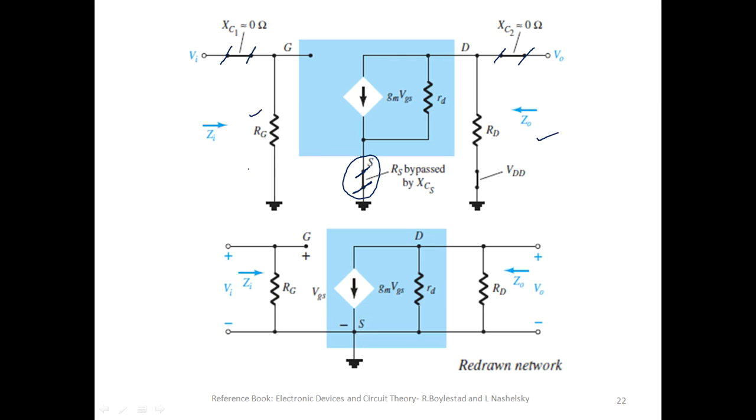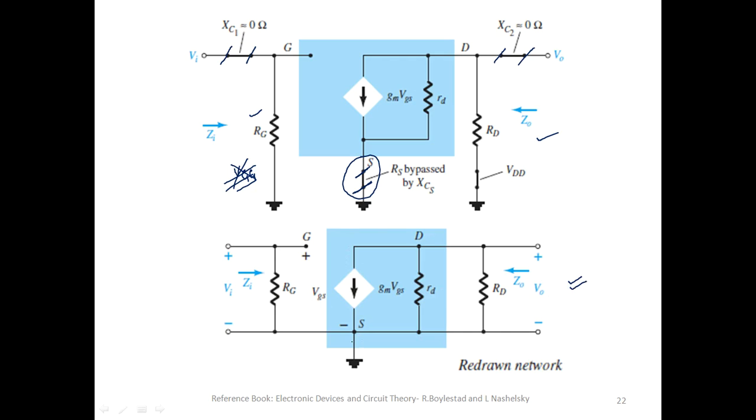One difference here is that we do not have VGG, as it was in the case of the fixed bias configuration. But in the fixed bias also, VGG was replaced by its equivalent short circuit, so we do not have it here. Okay, fine. So how does the redrawn network look?